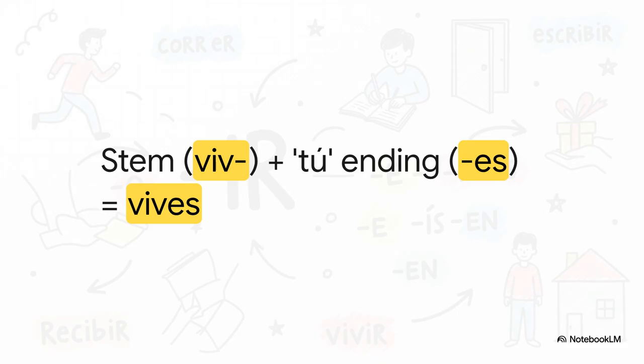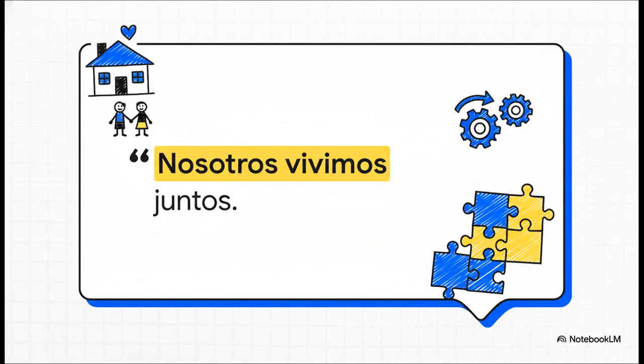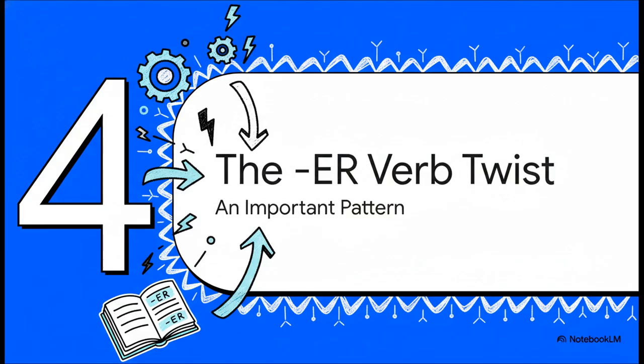Let's keep it going. To say you live informally, we use that very same stem, viv, and we add the tú ending, which is S, and that gives us vives. You see the pattern here? The stem stays the same, it's only the ending that changes. And here it is, in a complete sentence, something you might actually say. To say we live together, you take the stem viv, and you add the nosotros ending, imos. That gives us vivimos. Nosotros vivimos juntos. It just makes sense, right? Okay, you are doing great.